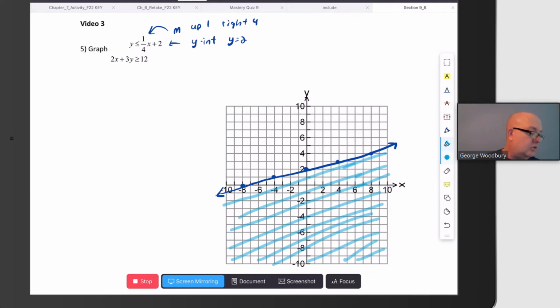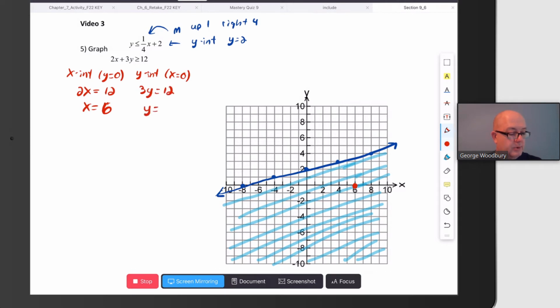The second one is in general form. 2x plus 3y is greater than or equal to 12. So the x-intercept, which is where y is 0, 3 times 0 disappears. So we're trying to figure out where does 2x equal 12? Well, that's where x is equal to 6. So I've got one point there. For the y-intercept, that's where x is 0. 2 times 0 disappears. We're left with 3y equals 12. Divide by 3, we get y equals 4. So there is that one.